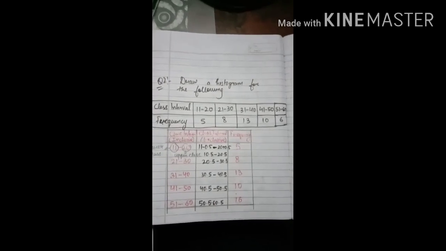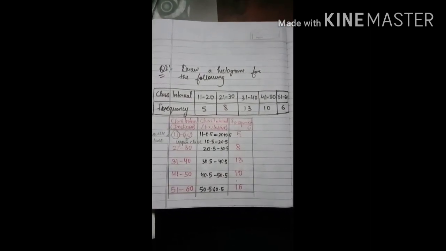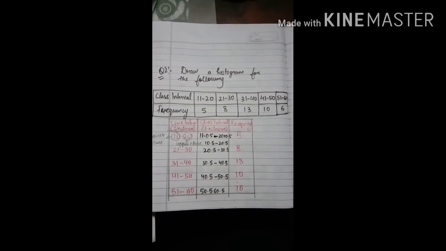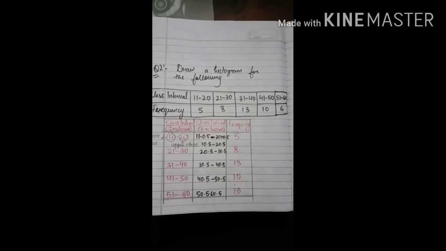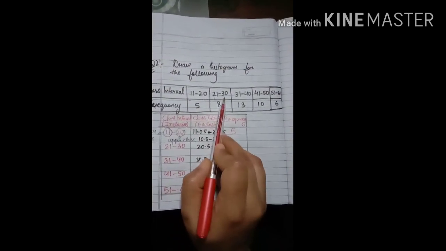Hope you all will get it. Now move to the next question. Draw the histogram for the following. The question is given with class interval and frequency. The class intervals are 11 to 20, 21 to 30.